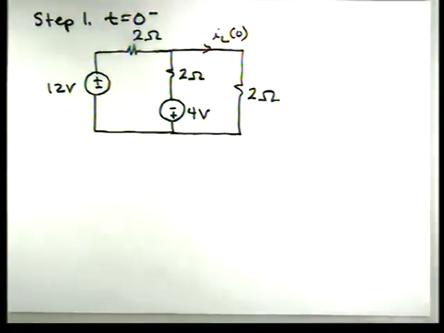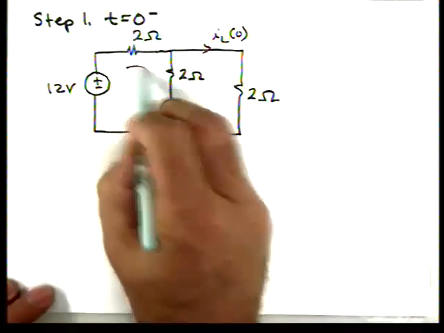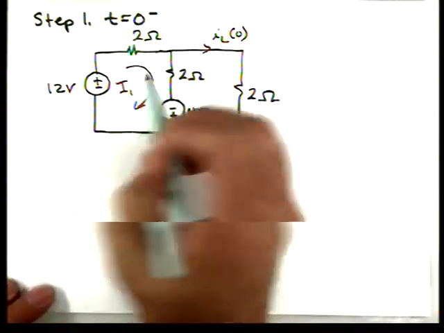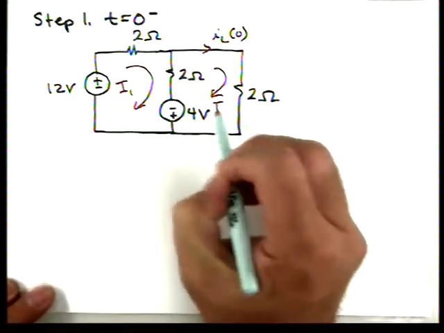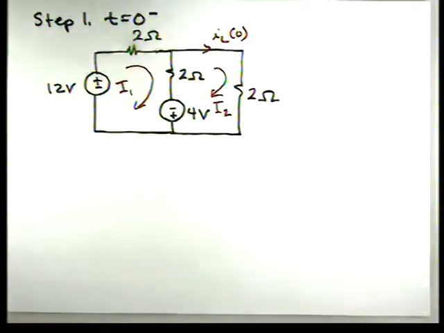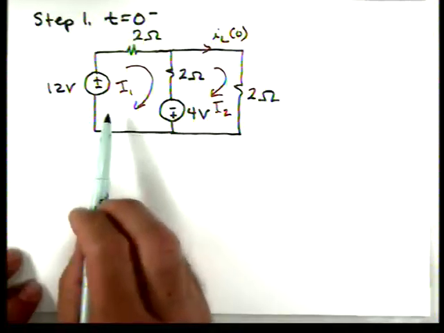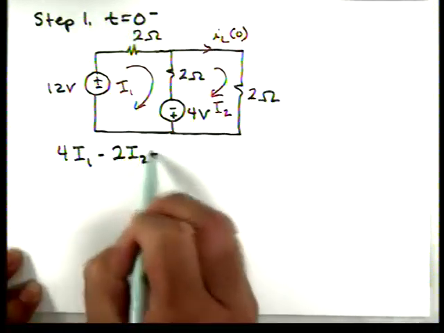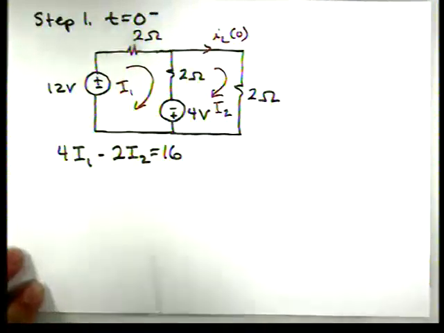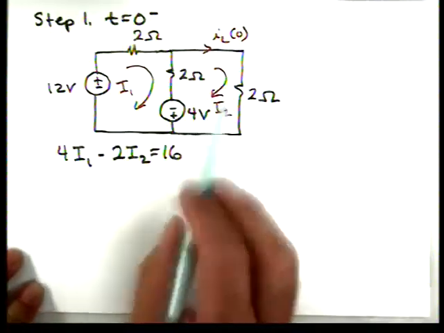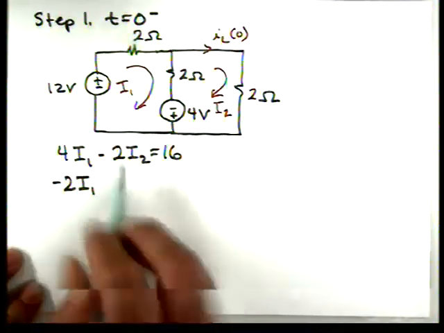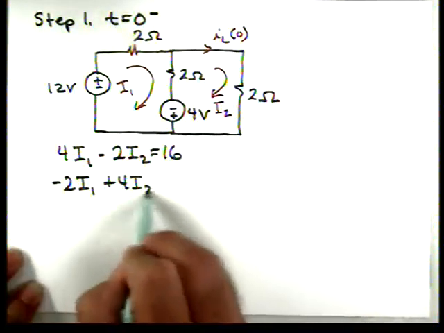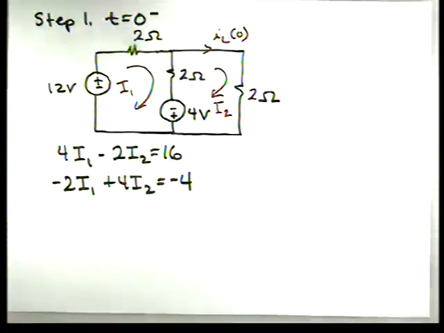So there's our circuit. And what we're going to do is we'll solve this using loop analysis. Here's I1, here's I2. So if we look at the left loop or mesh over here, we'll have 4I1 minus 2I2 equal to 16. So this is for the left. For the right, we'll have minus 2I1 plus 4I2 equal to minus 4.